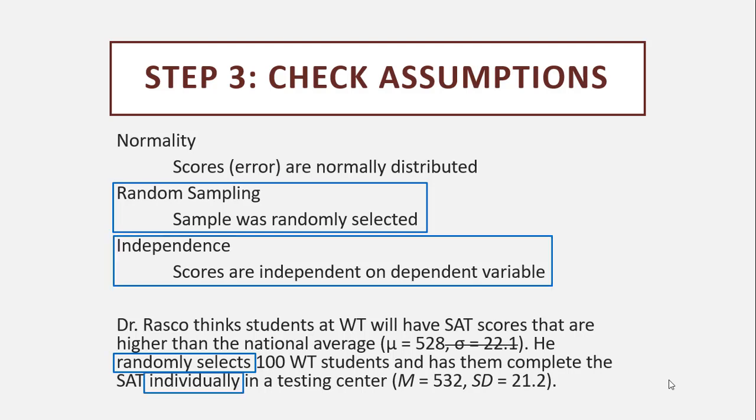Additionally, we see things like individually. That lets us know that the scores should be relatively independent of each other, with the exception of the fact that they all are WT students. However, that's really our variable of interest. Thus, the fact that they're connected on that doesn't violate the independence. Other than their association with WT, they should all be independent of each other. And if we're testing them individually, making sure that they can't copy off of each other, work together, any of those things, we should have independence.